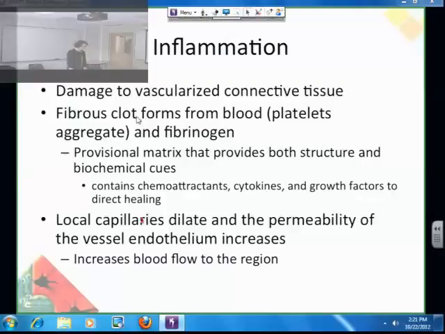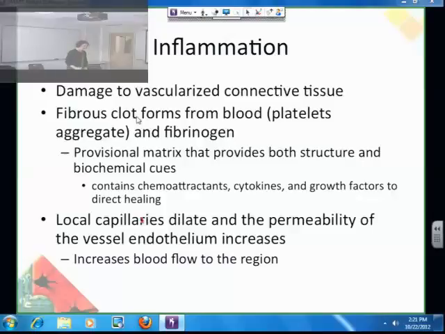So as soon as you have that damage, a fibrous clot forms immediately from blood because platelets aggregate and secrete fibrinogen, which clots in the presence of thrombin. And that's a provisional matrix that provides a structure that cells can go through and use to secrete things, and that eventually goes away. But it also provides biochemical cues because it contains various chemoattractants, cytokines, and growth factors that also facilitate healing. So it has a biochemical and a structural aspect to it.